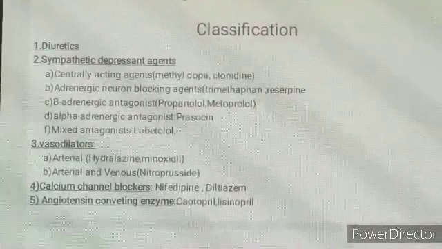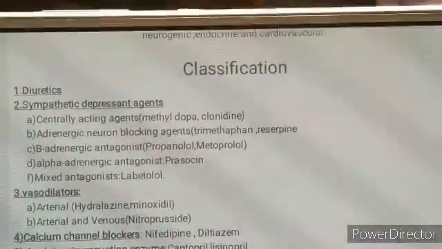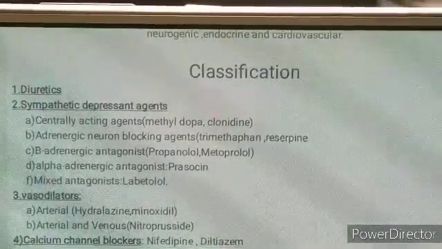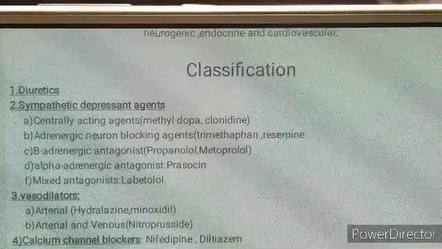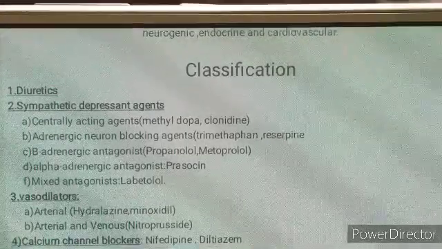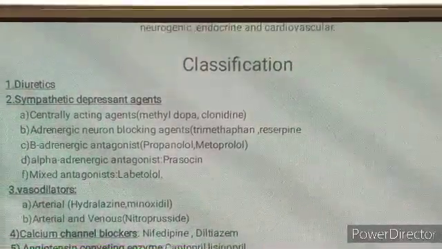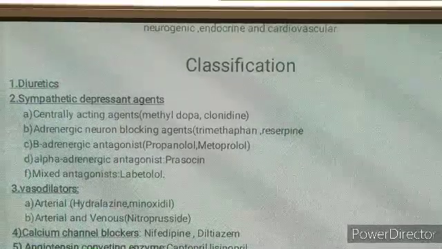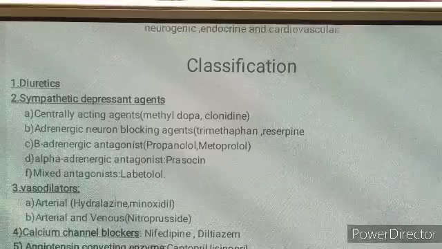The first class is diuretics. Now, we have discussed diuretics in a separate class. Diuretics are the drugs which increase the rate of urine formation and increase urination. We have different categories of drugs in this. We have something called loop diuretics. They block sodium and chloride reabsorption in the kidneys, like furosemide.